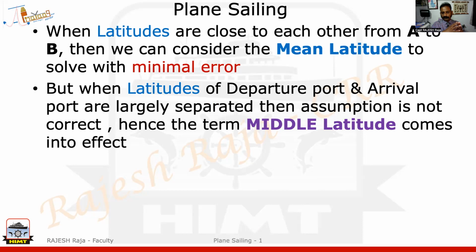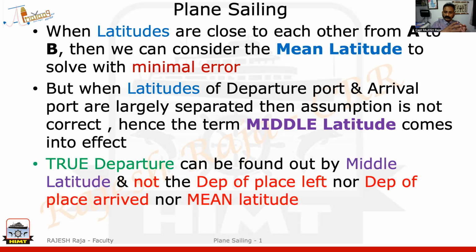Okay. But what happens when the latitudes are quite large? There's a difference of large latitudes. Then this mean latitude will give you a lot of errors. And that is where a new term comes in, the middle latitude. Okay. The middle latitude is also known as the true latitude, where you can get the correct departure and it takes care of the curvature of the Earth. So your true departure, which is called your middle latitude departure, is neither alpha's latitude nor bravo's, not even the mean.